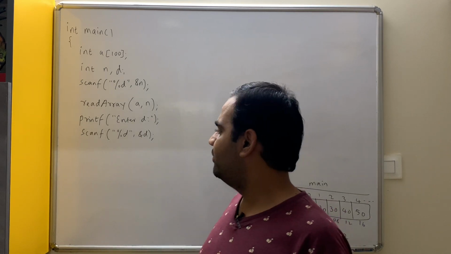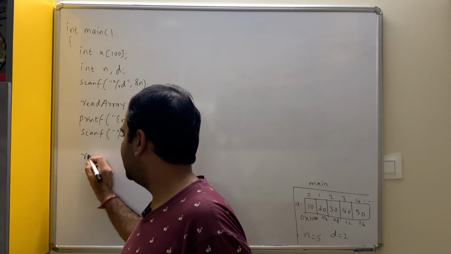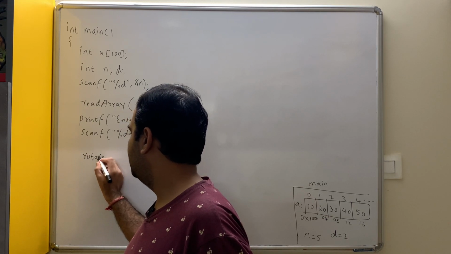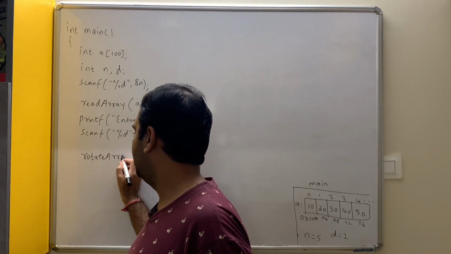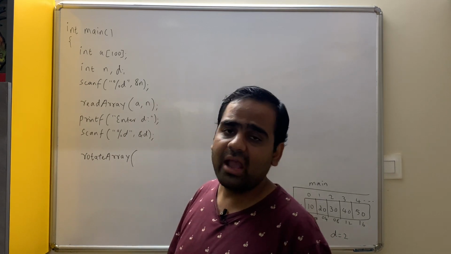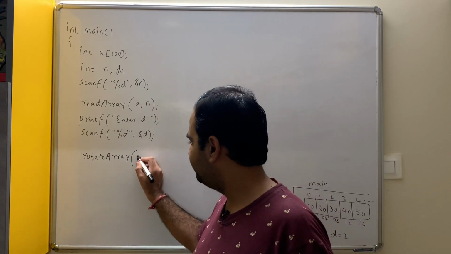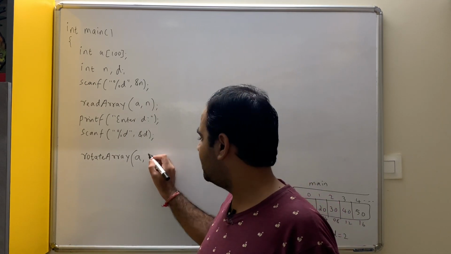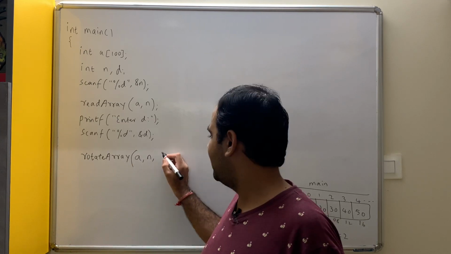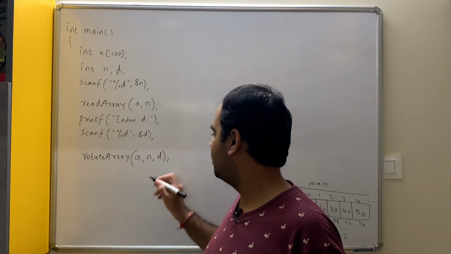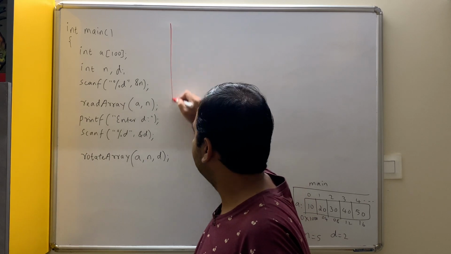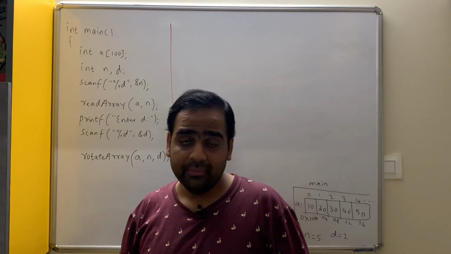And we will write one function called rotate array. Now tell me, which array do I want to rotate? Array A. How many array elements are there? There are n array elements. And by what factor do I want to rotate? I want to rotate it by factor d.